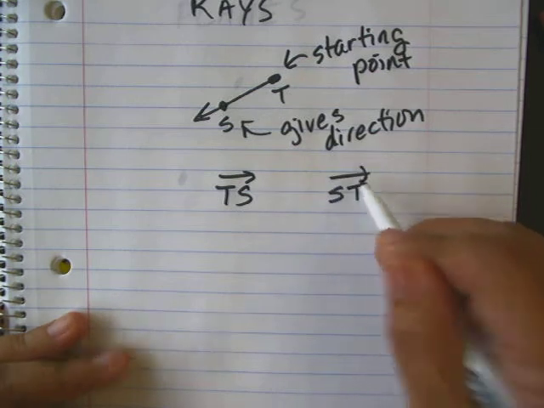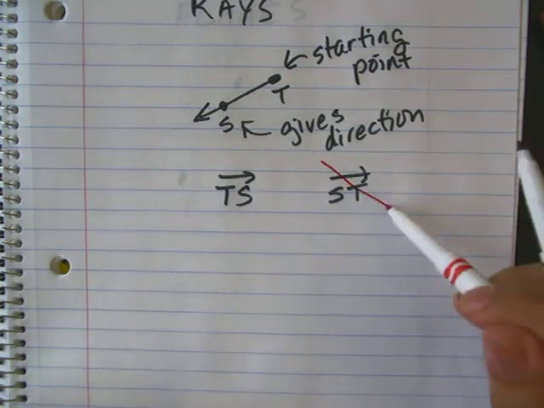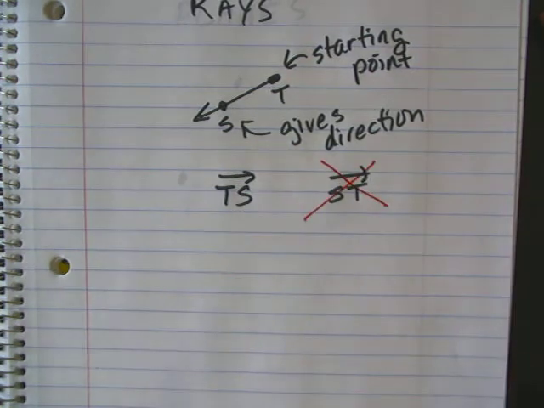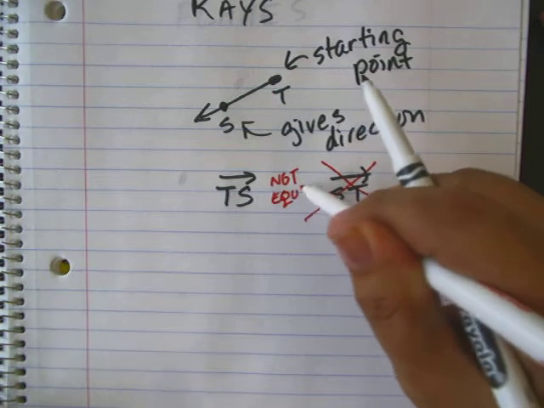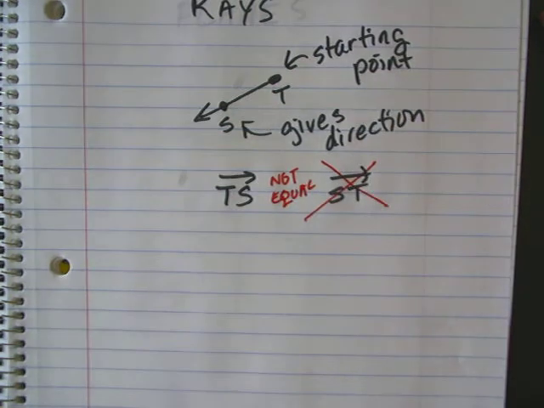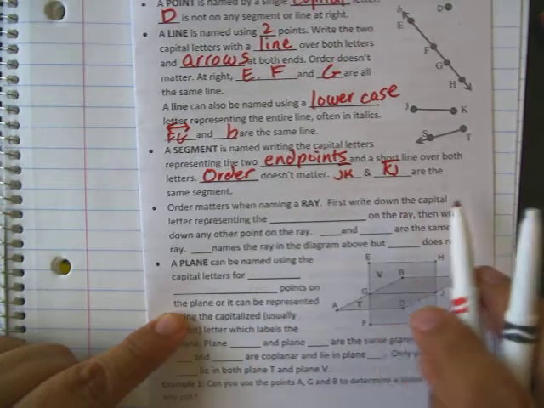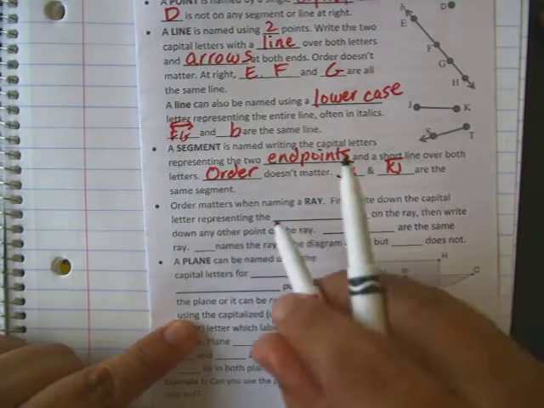All right, so in our notes, if you're doing the fill in the blank, let's look. Order matters when naming a ray. First, write down the capital letter representing the end point. You might be tempted to say starting point, but technically the term is the end point. And then write down any other point on the ray. And I need to say it gives direction.